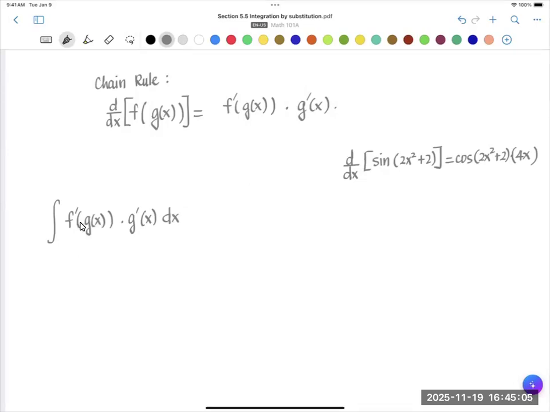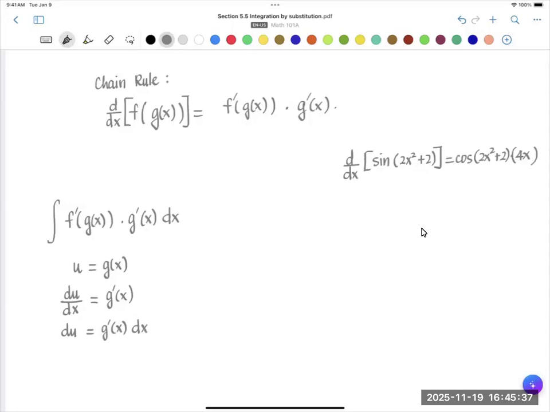We will call u equal to g of x. When u is g of x, we can take the derivative of both sides with respect to x, so du over dx is equal to g prime of x. Then I can multiply both sides by dx, which gives me du equals g prime of x dx.